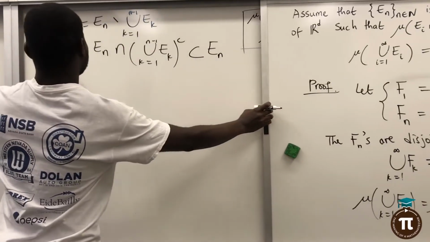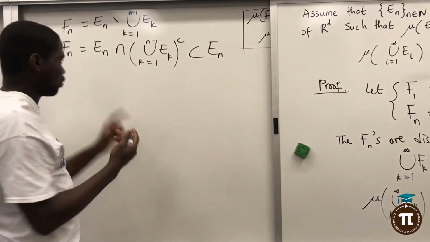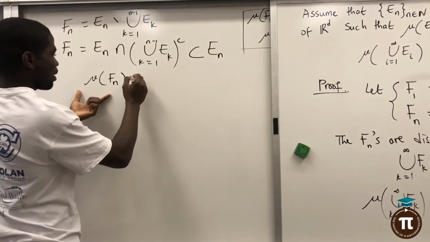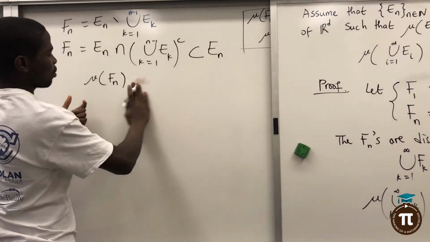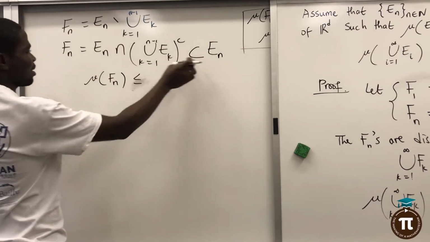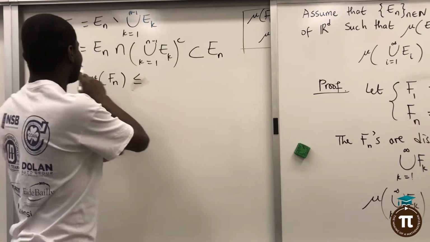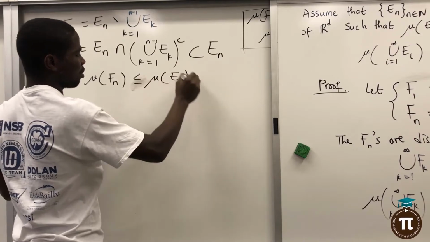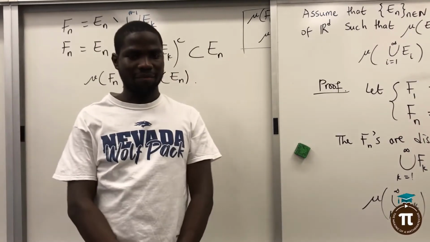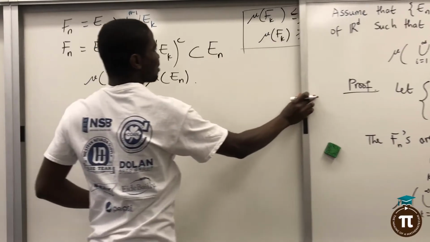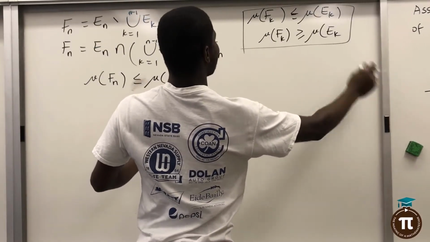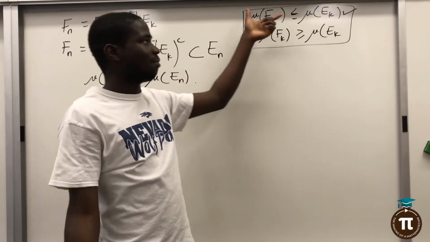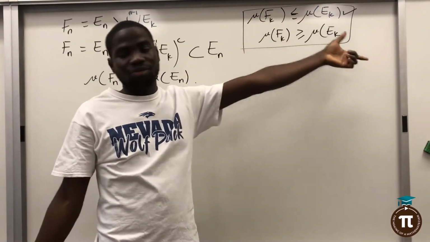And now, by monotonicity of the outer measure, the outer measure of Fn is less or equal to, that is the meaning of monotonicity, since Fn is inside En, the measure of Fn is less or equal to the measure of En. That is what we have. So I have proved this side of the equation. I've proved this inequality, then I'm left with this other inequality.